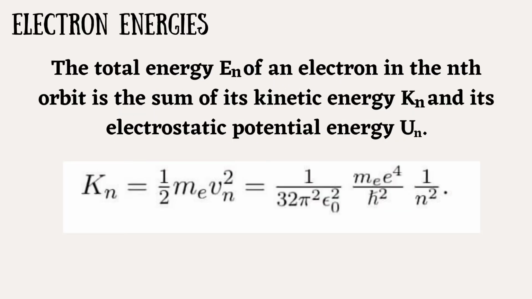The total energy E sub n of an electron in the nth orbit is the sum of its kinetic energy, K sub n, and its electrostatic potential energy, U sub n. We find that K sub n is equal to 1/2 m_e v squared sub n, which is equal to 1 over 32 pi squared epsilon squared sub 0 times m_e e to the 4 over h squared, times 1 over n squared.